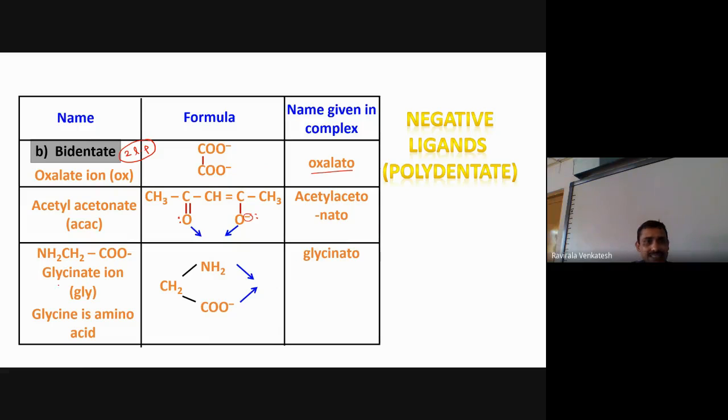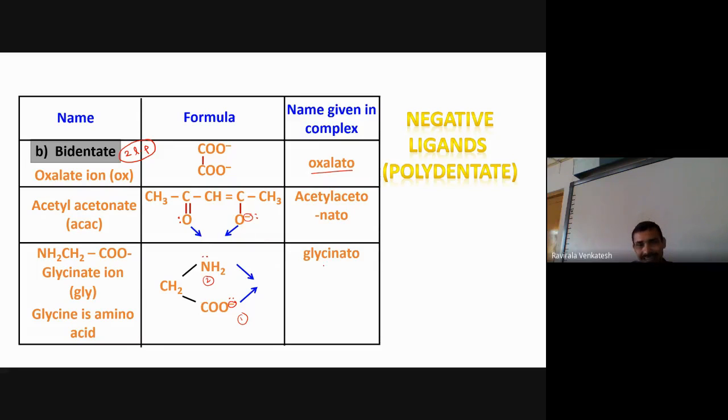Next we take glycinate ion. Glycine is an amino acid. In glycinate ion you have one lone pair here. Next one, the negative charge is also called a lone pair of electrons. Negative is nothing but two electrons. So how many are you getting? One from here, second from here. Therefore it is called a bidentate ligand. A bidentate ligand means a ligand which can donate two lone pairs of electrons.